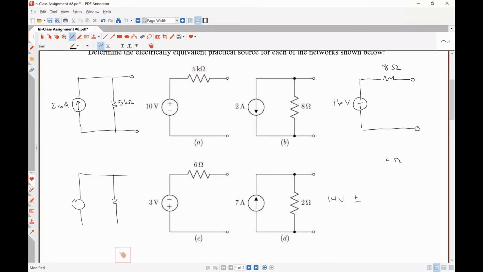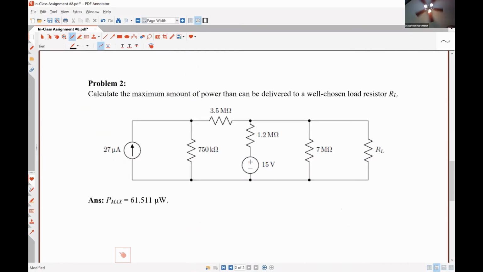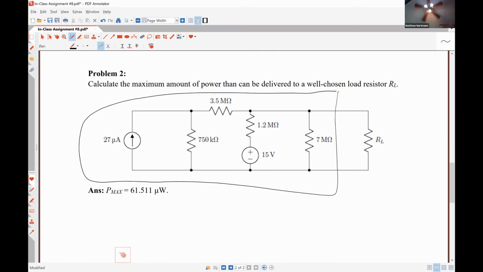No, sir. All right. Now let's get on to something a bit more difficult here. So problem 2 asks us to calculate the maximum amount of power that can be delivered to a well-chosen load resistor RL. So what we're going to have to do is make everything that I've circled look like either a practical voltage source or a practical current source in order to apply the maximum power transfer theorem.